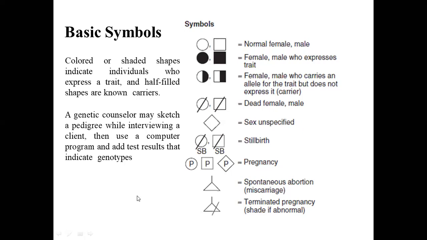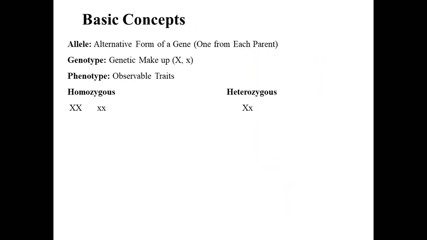Colored or shaded shapes indicate individuals who express a trait, and half-filled shapes are known carriers. A genetic counselor may sketch a pedigree while interviewing a client, then use a computer program and add test results that indicate the genotypes. First of all, you will gather the data by interviewing the specific family or the members of the family, and then you will just generate the pedigree by using these boxes.